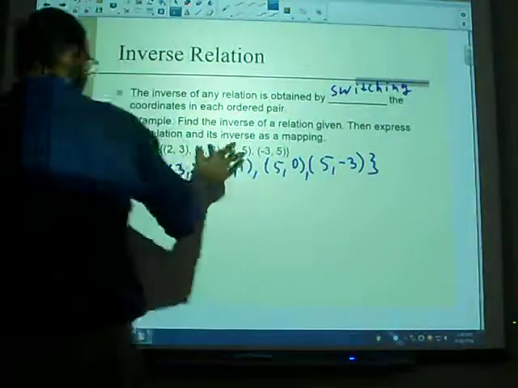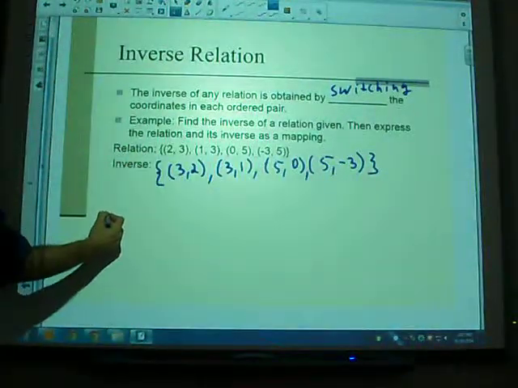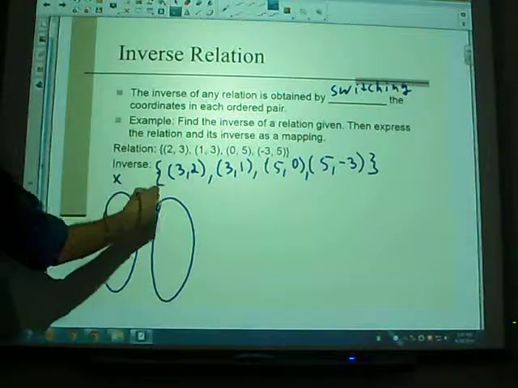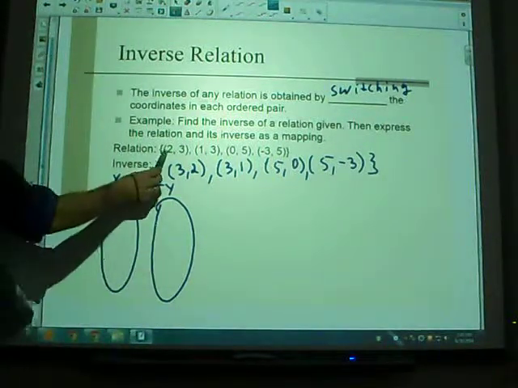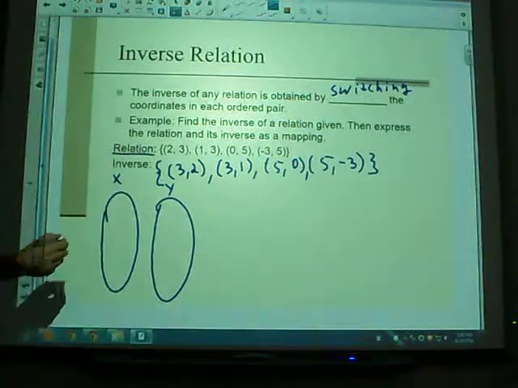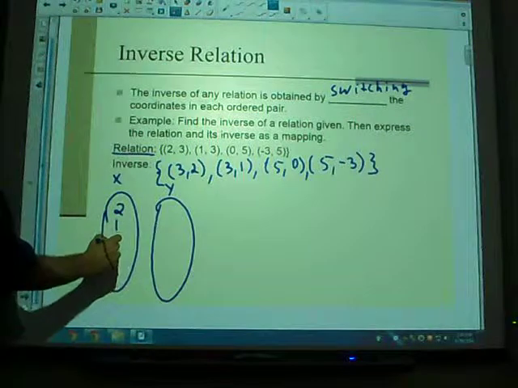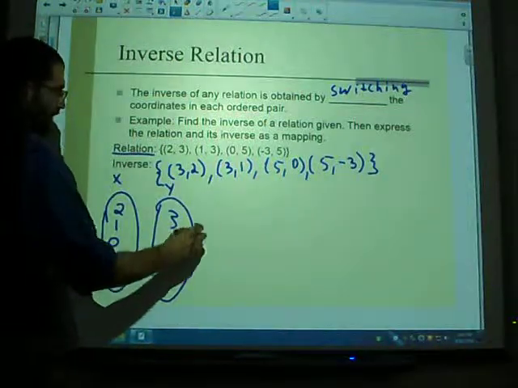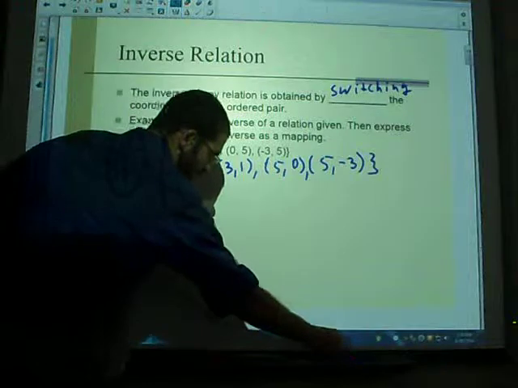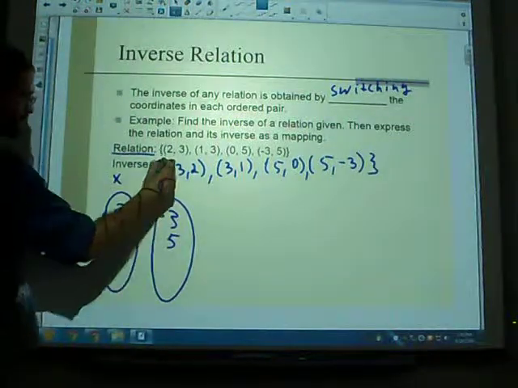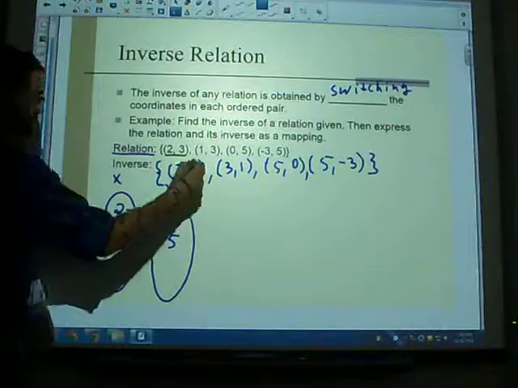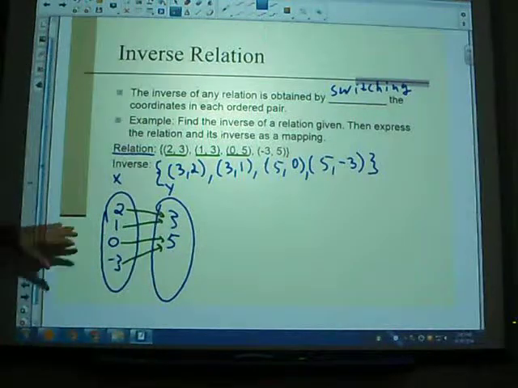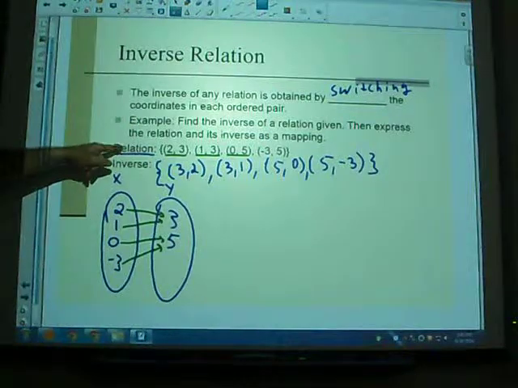Now, if we want to write the relation as a mapping, remember, mapping means these sausage diagrams. So we have the x and the y coordinate. Remember, do not repeat the coordinates even if they repeat here. So for the regular relation, x is 2, 1, 0, and negative 3. Y is 3, then another 3 which we don't repeat, 5, and another 5 which we do not repeat. And now we're connecting those. 2 is connected to 3, 1 is connected to 3 also, 0 is connected to 5, negative 3 is also connected to 5. So that is our mapping for the regular relation.